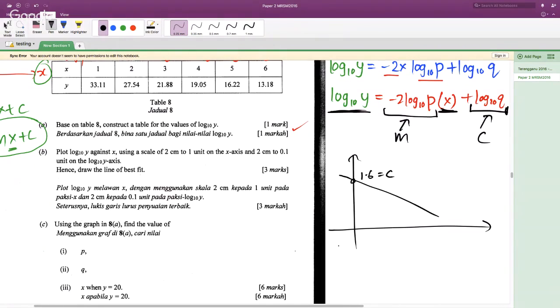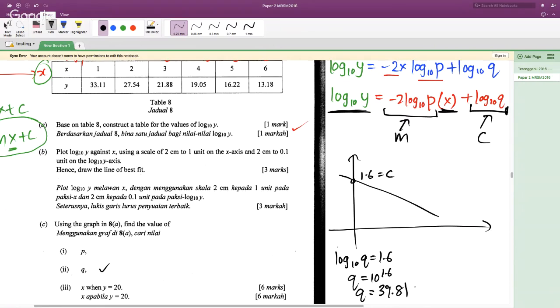So therefore, you have to do your C is log 10Q, right? The question asks you to find Q. So I will say log 10Q equals 1.6. So Q equals 10 power of 1.6. Then you use the calculator to solve this one. 10 power of 1.6, the calculator will tell you Q equals 39.81.